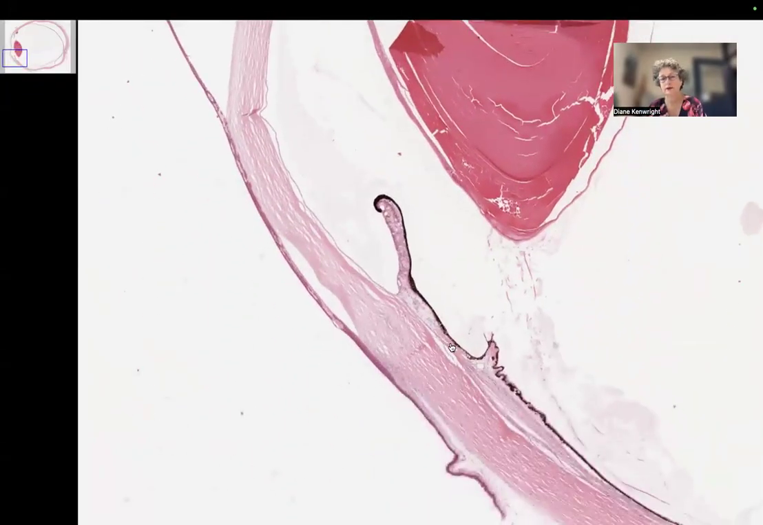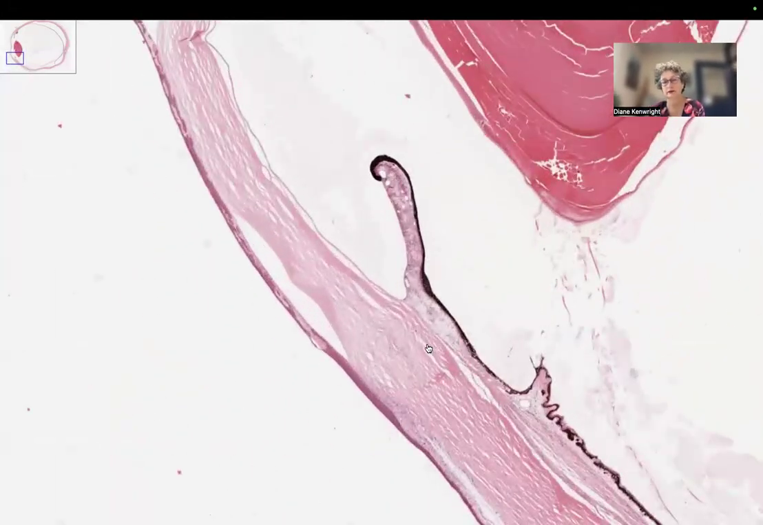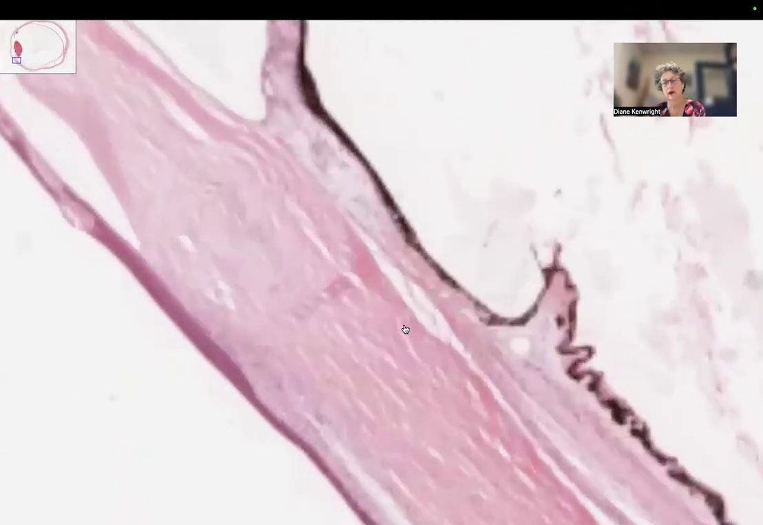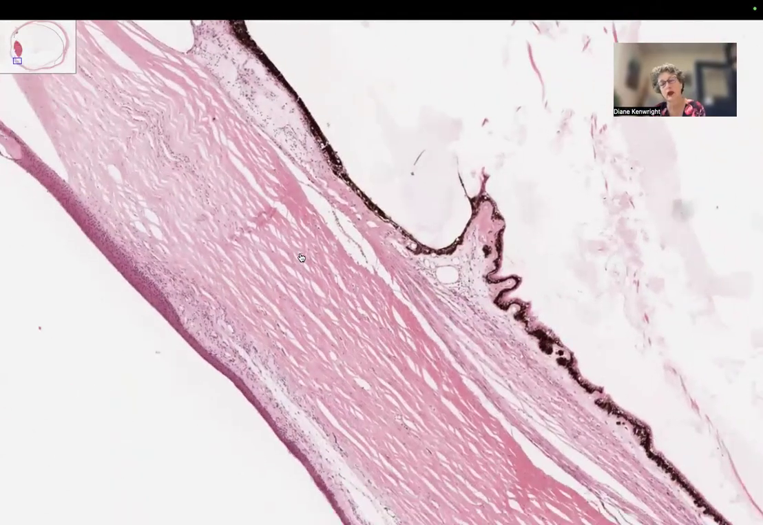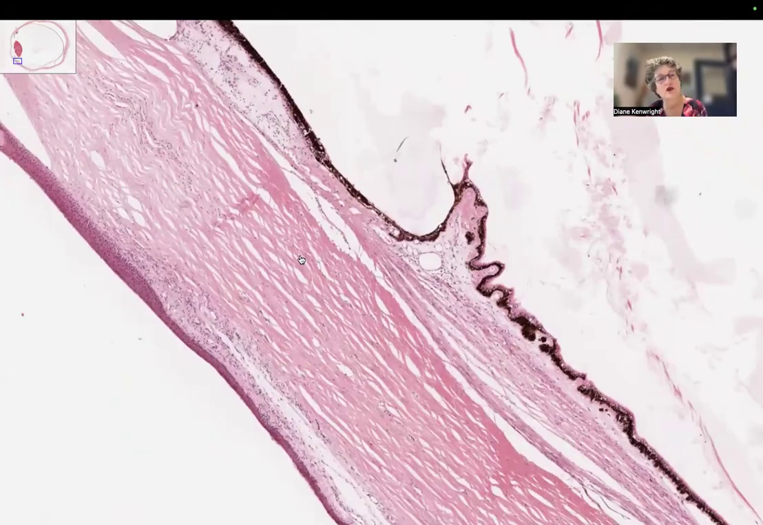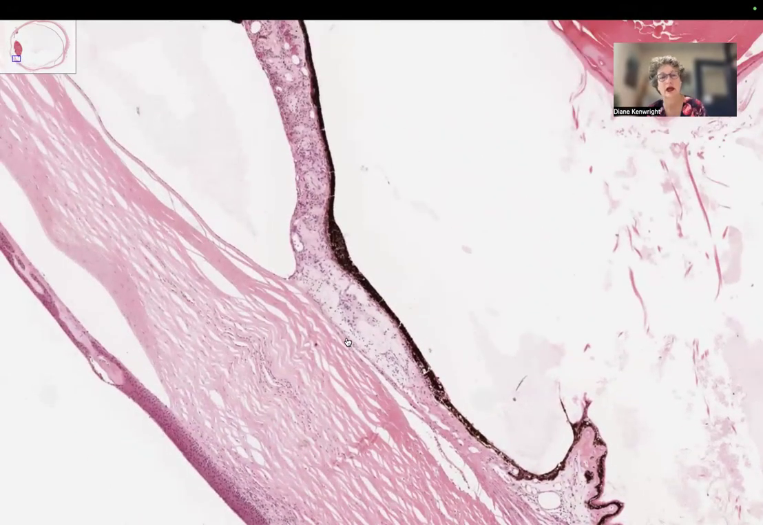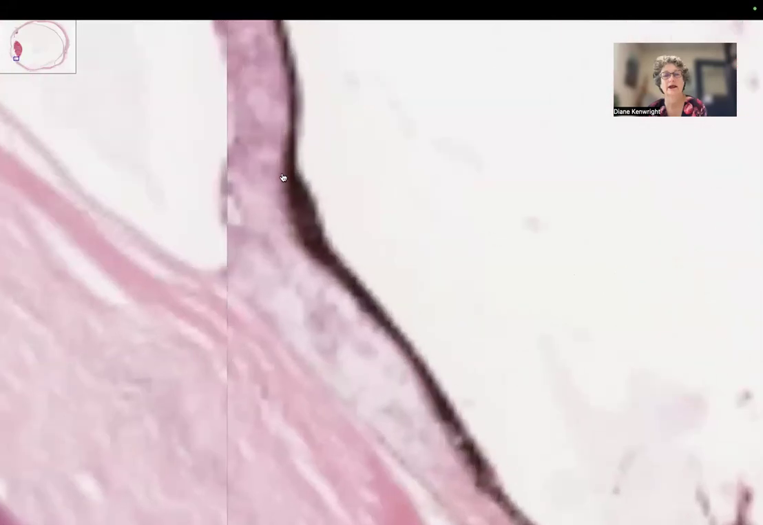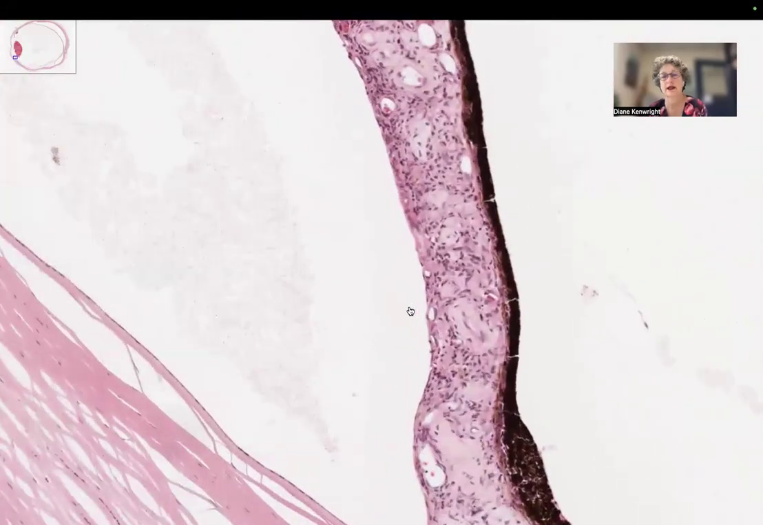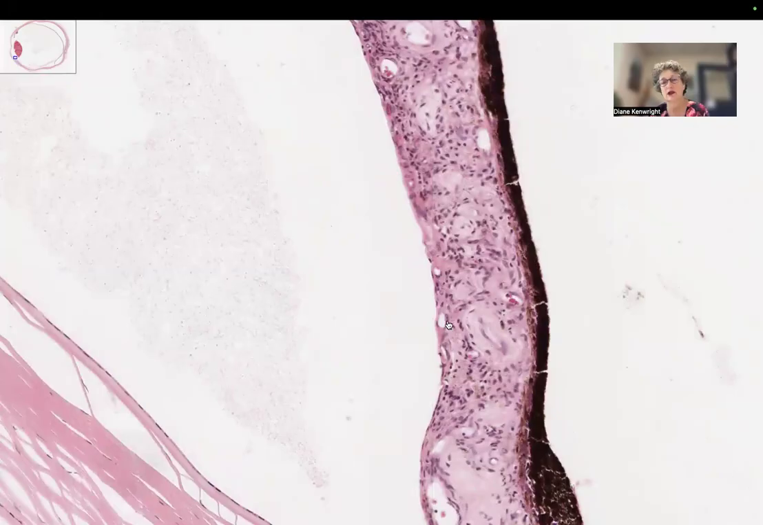Here in the angle, looking for the trabecular meshwork, not particularly well seen here. It should be about here. What we can see is adherent iris. And then this section shows very nicely the new vessels on the anterior surface of the iris, which aren't cuffed, in contrast to the original vessels.